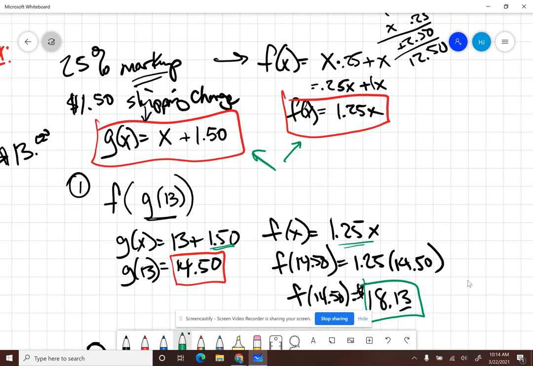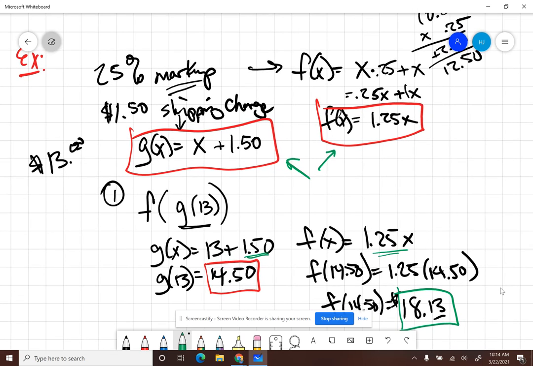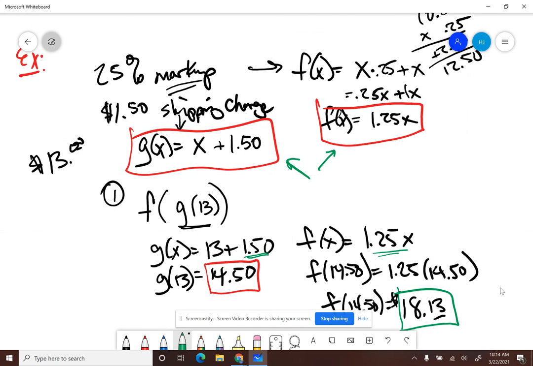Okay. Hopefully this has been helpful. And again, hopefully this is something that you can see that is very useful in the real world. Not only that, but in college algebra as well.